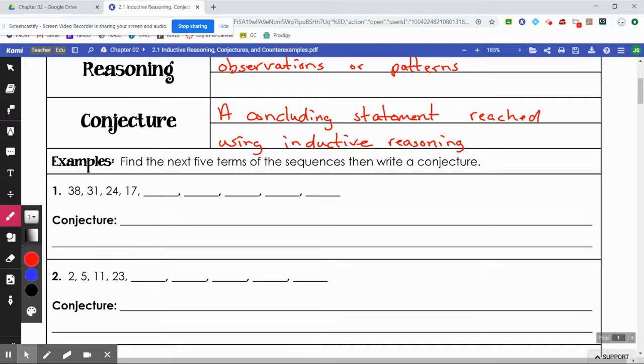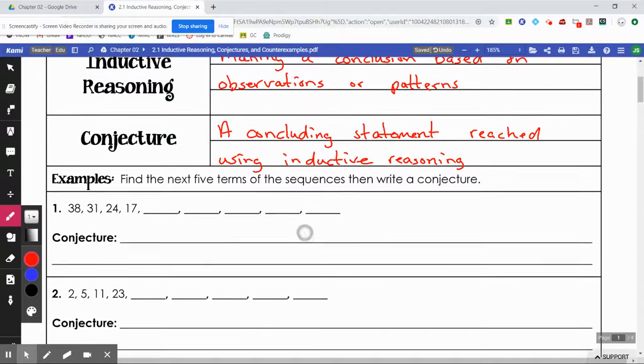Now, I just made a conjecture. Since John always wears his red shirt on Thursday, I bet, and anytime you start that I bet, that's your conjecture. I bet he's going to wear his red shirt this coming Thursday. That is your conjecture. That's what you think is going to happen. It's a concluding statement. That's the conclusion that I come to.